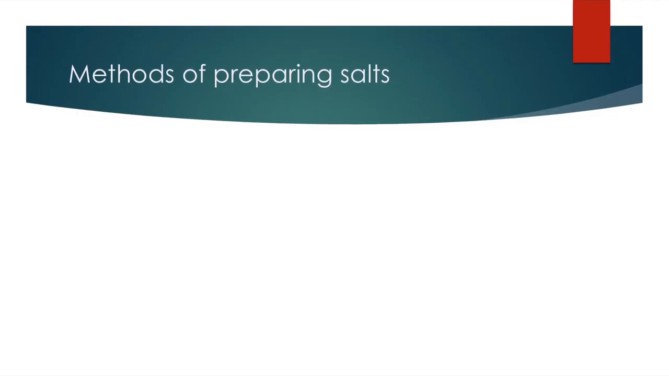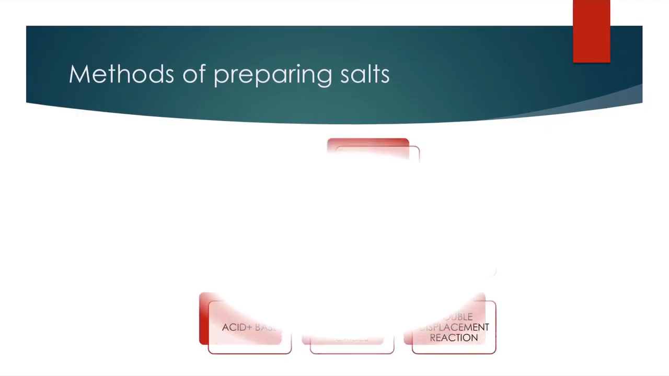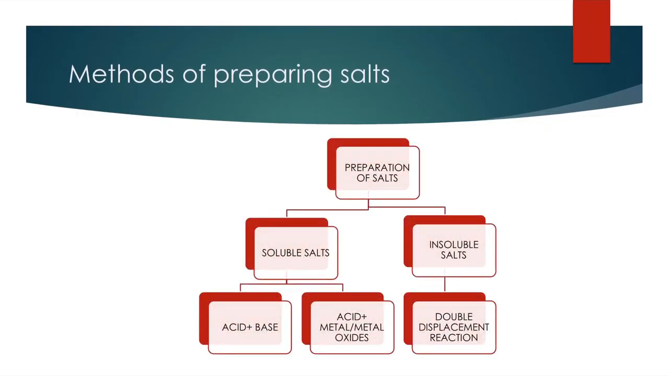We have the methods of preparing salts. We have two types of salts: soluble salts and insoluble salts. There are two methods for preparing soluble salt. One is acid base reaction and the other is acid metal or metal oxide reaction, whereas insoluble salts can be prepared by double displacement reaction.